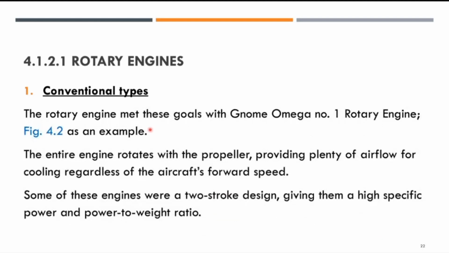So the rotary engine met these goals with the Gnome Omega number 1 rotary engine, as shown in figure 4.2 in the next slide as an example. The entire engine rotates with the propeller, providing plenty of airflow for cooling, regardless of the aircraft's forward speed, because the engine itself is also rotating. Some of these engines were two-stroke designs, giving them a high specific power as well as power-to-weight ratio.